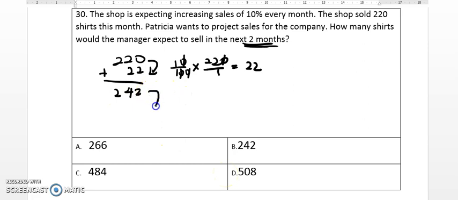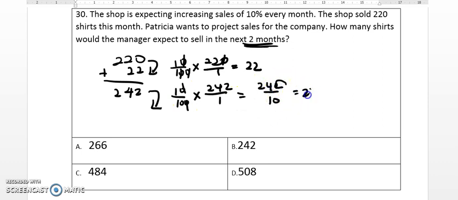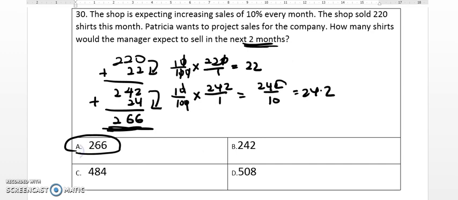Now it's the second month. Again, 10 over 100 times 242 over 1. Cancel. So here you get 242 over 10. Move the decimal 1 place back. You should get 24.2. So you must plus. Here don't take the 0.2. So here is 6, 4 plus 2 is 6, and here is 2. So the nearest answer is 266. Okay?